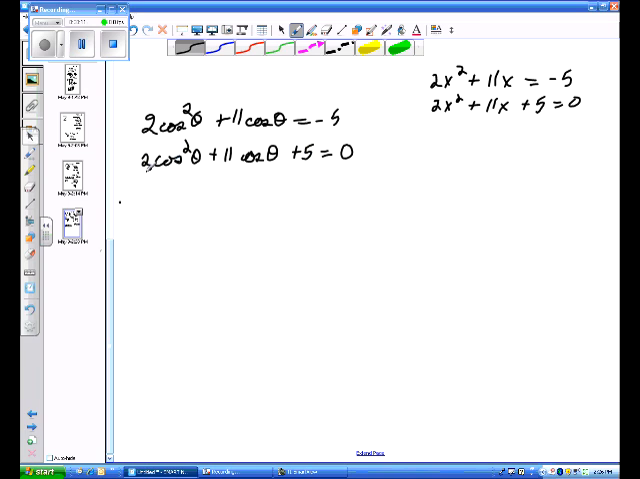So some of you may have learned to factor this by using trial and error. I learned to factor it by what's called the AC method. So we're going to multiply the coefficient for the squared term times the constant. 2 times 5 is 10. So we have 10 cosine squared theta. We want numbers that multiply to be 10 and add to be 11. Well, that's 1 and 10. So our numbers then are going to be 1 cosine theta and 10 cosine theta.